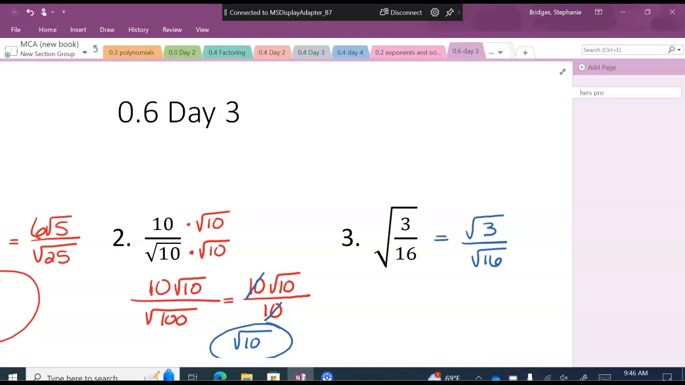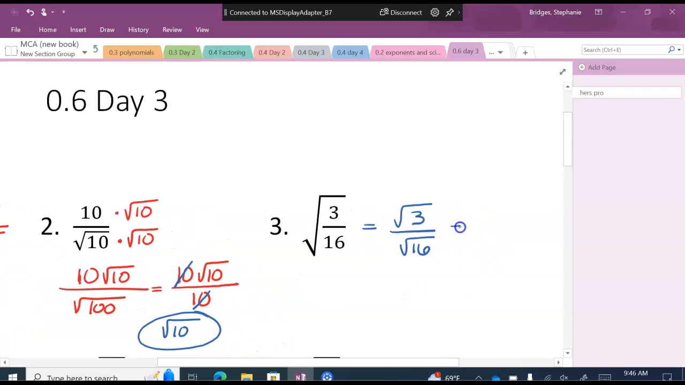From here, we can do this a couple of different ways depending on what you realize. Does anybody see anything that's going to keep me from having to do too much work? 16 is a perfect square already, isn't it? So my denominator is a perfect square. So what I can do is go ahead and take the square root of 16 and change that to 4.